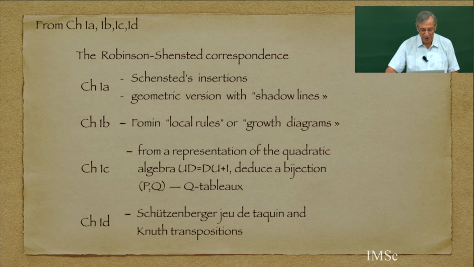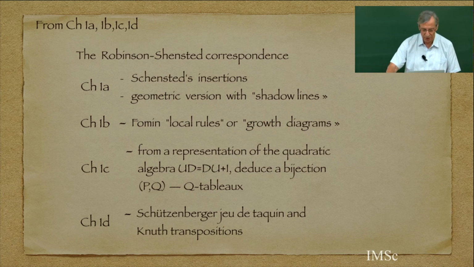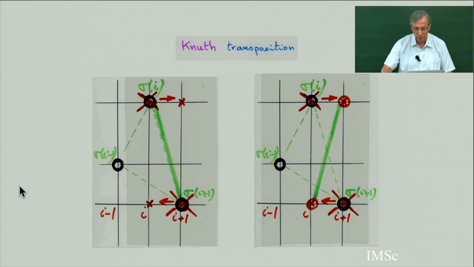So in chapter 1A, we have defined Robinson-Schensted with Schensted insertion, then the geometric version, then the local rule in the second part. Then from a representation of the quadratic algebra, we get back the local rule. And finally, in the last course, we made the Robinson-Schensted correspondence with jeu de taquin and the importance of Knuth transposition.